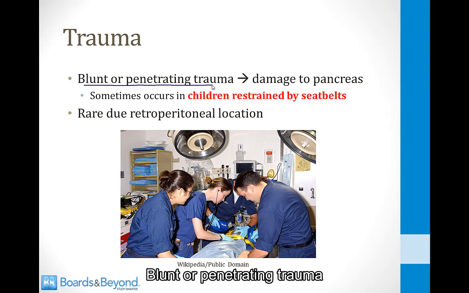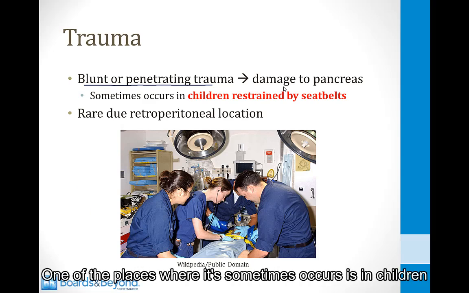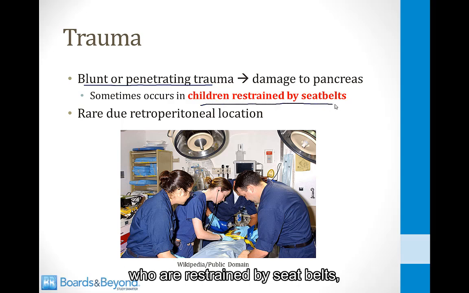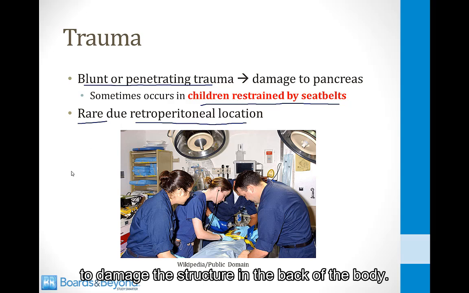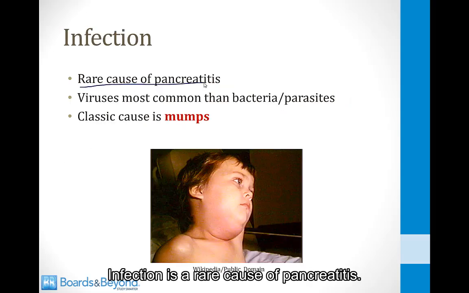Blunt or penetrating trauma can potentially damage the pancreas and cause acute pancreatitis. This is uncommon, but it can occur. One of the places where it sometimes occurs is in children who are restrained by seatbelts. The seatbelt can jar the abdomen and lead to trauma of the pancreas. In general, though, trauma causing acute pancreatitis is rare, and that's because, as you know, the pancreas is in the retroperitoneum, and therefore it's hard for trauma to the front of the body to damage the structure in the back of the body.